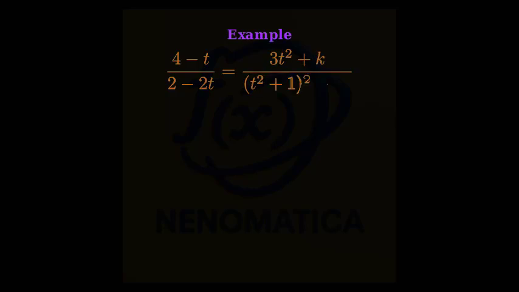Example. We will find the value of k that makes t equals negative 3 a solution of the equation. The equation is (4 minus t) over (2 minus 2t) equals (3t squared plus k) over (t squared plus 1) squared minus 68. Step 1. Substitute t equals negative 3 into both sides.